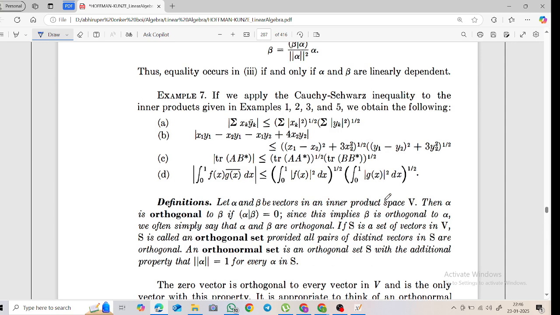This is one very important example. Example 7. Again, it is just a particular version of Cauchy Schwarz, which you have already shown. I mean, they are just applying Cauchy Schwarz.